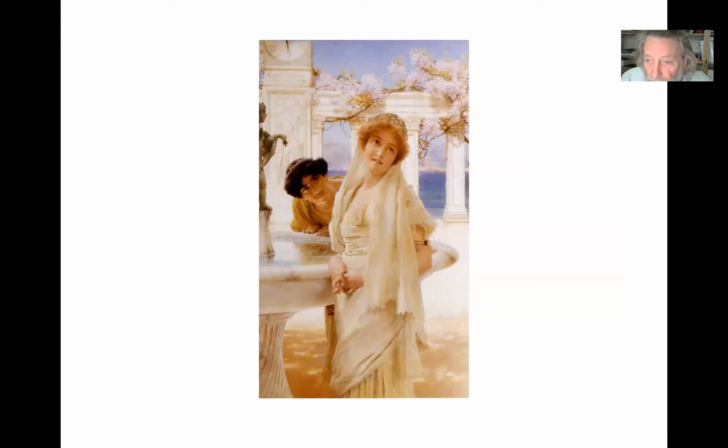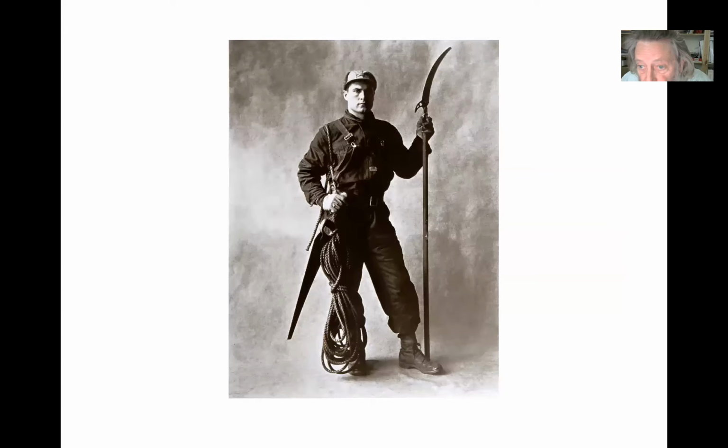This is entitled A Misunderstanding. This woman has turned her back on the guy. He said something wrong. And above her is some wisteria, and she's neatly framed in marble. So she's the center of attention.